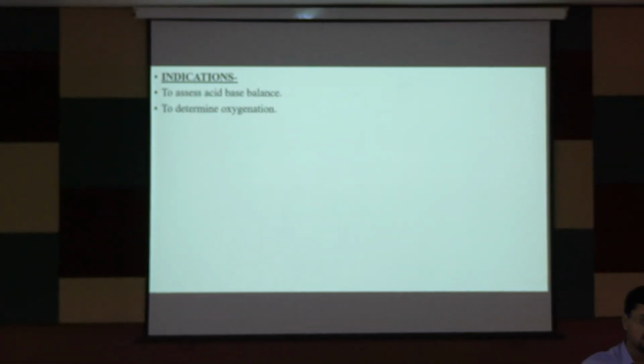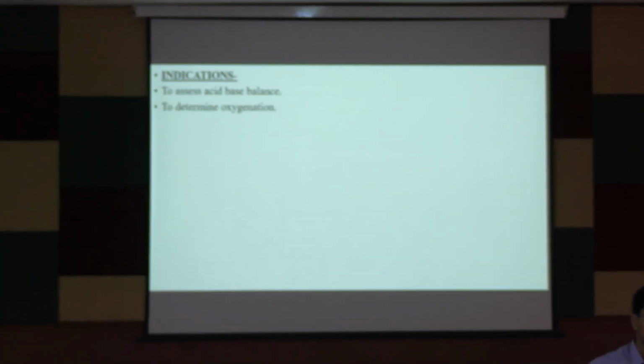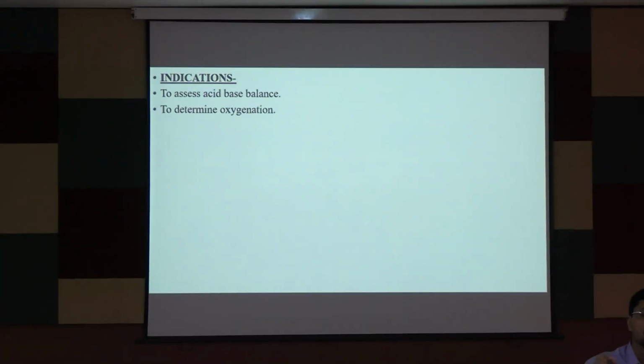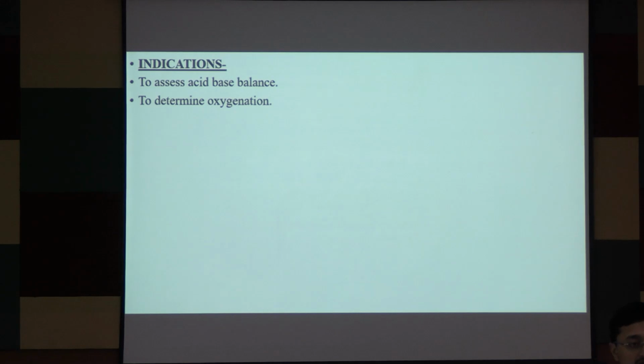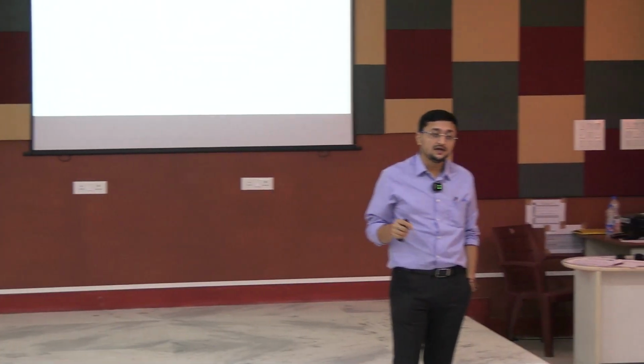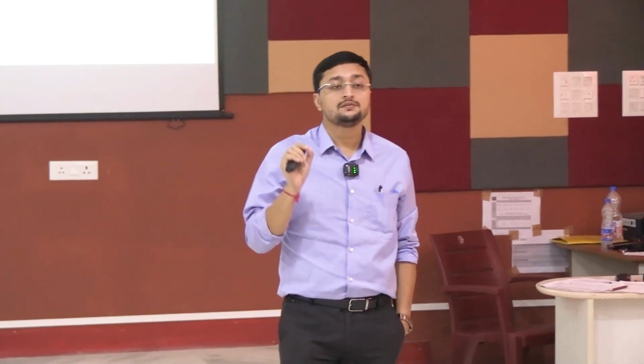Next part is what should be the preferable site. So it is the arterial blood gas, so an artery should be the preferable site. What are the most preferable arteries you can access for an ABG? First thing is the radial artery. Next is the brachial artery, femoral artery, right? So why is the radial artery preferred over the femoral or brachial arteries?